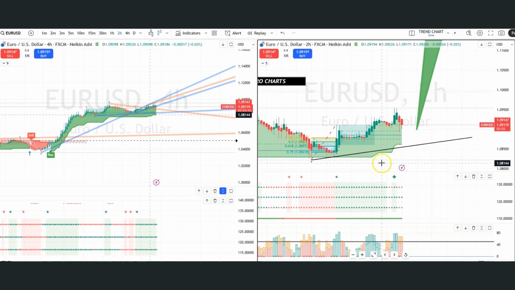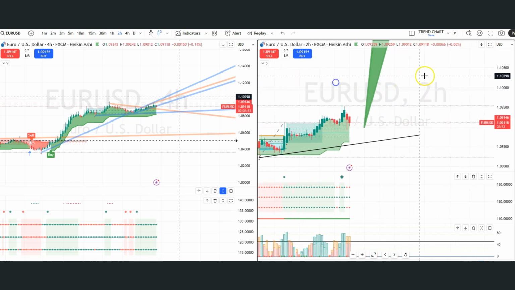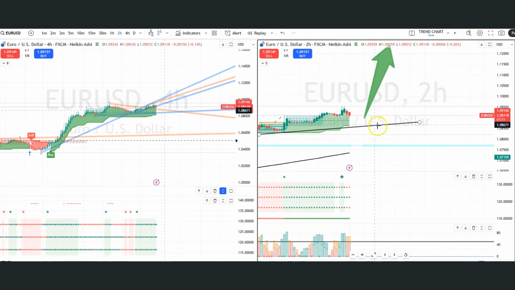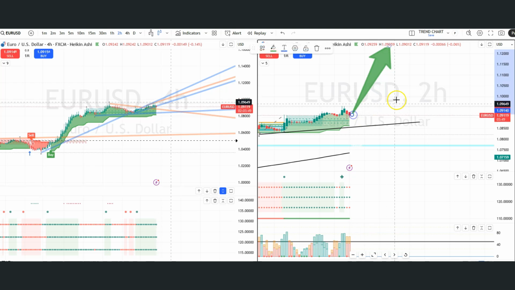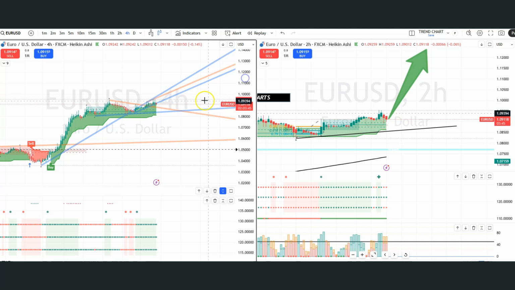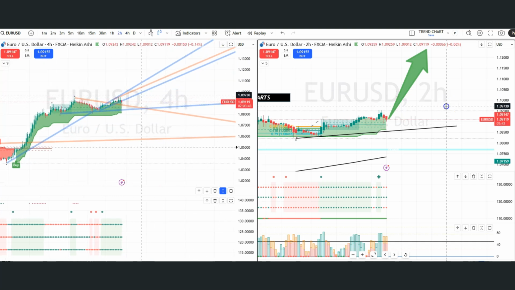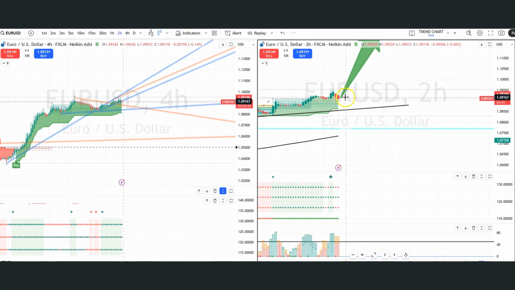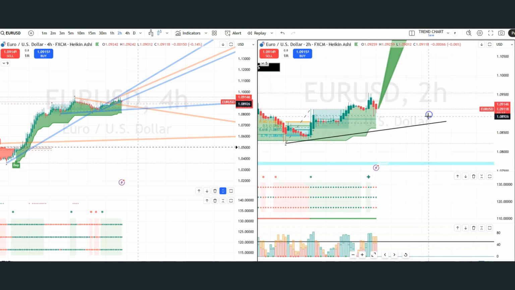So let's go back to the market. This is how I manage my trade. There's no stress, there's no pressure. I'm not particularly interested in what's going on in the market, except that I know I'm with the trend. So what I do here is simply move my stop to the bottom of this support line here on the 2 hour.